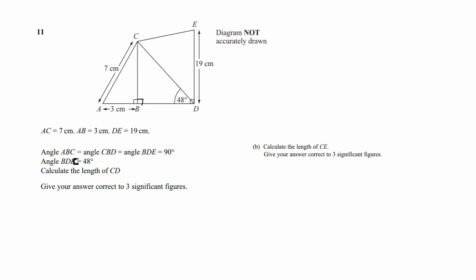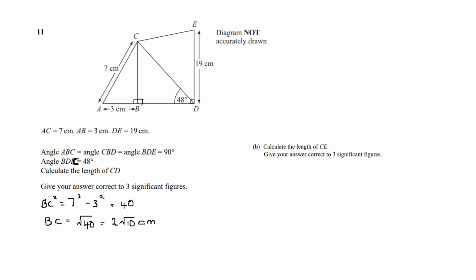So I'm going to start off by finding BC by using Pythagoras. And because I already know the hypotenuse, I'm going to subtract the square of the shorter side from the square of the hypotenuse, which will give me 40. So BC will be root 40, and as an exact value, which is what I'm going to keep, that will be 2 root 10 centimetres.